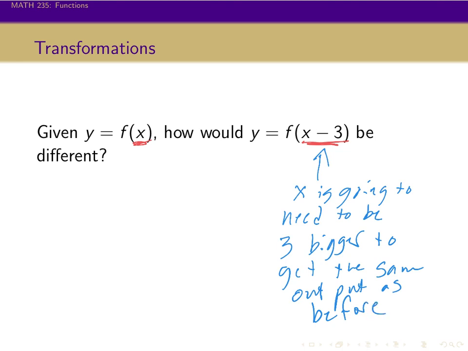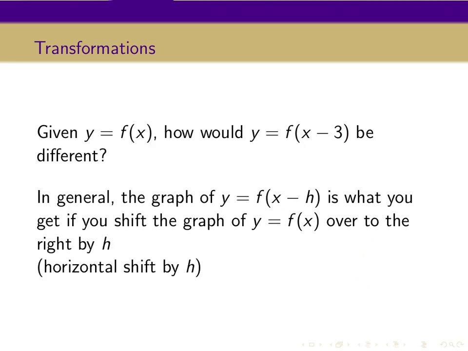And so if for any value we plug in, we need to make it 3 bigger to get the same output as we got before, what's that going to do to the entire graph? Well, it's going to shift the entire graph over horizontally by 3. Right? So generally, if we look at the graph of y equals f of x minus h, that h is going to represent a horizontal shift to the right. Right? So f of x minus h is what you get if you shift the graph of y equals f of x over to the right by h.